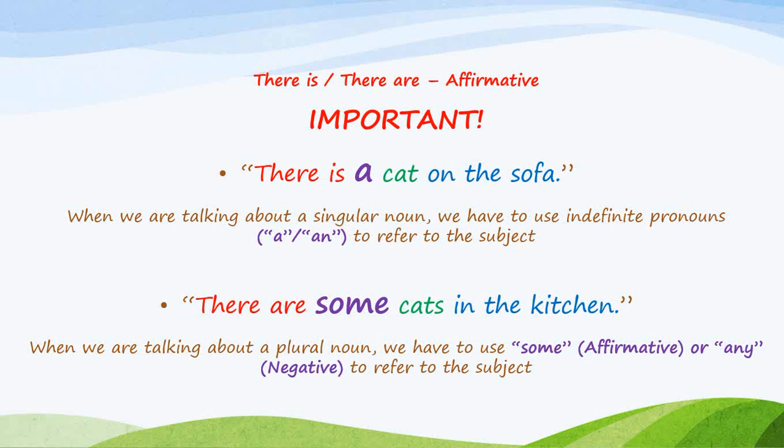When we're talking about a plural noun, in this case cats, we have to use the word some for affirmative sentences or any for negative sentences to refer to the subject. In this case, the sentence is in affirmative form. That's why we use the word some. There are some cats in the kitchen.